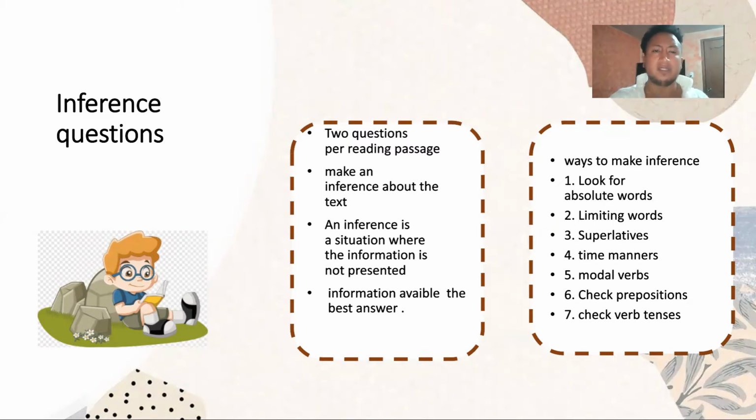Fourth, look for limiting markers such as first, second, later, next, etc. Fifth, look for modal verbs such as can, might, must, have to. Sixth, check the prepositions to establish a relationship between nouns. And the last, seventh, check verb tense. In this part, they put the things into order.